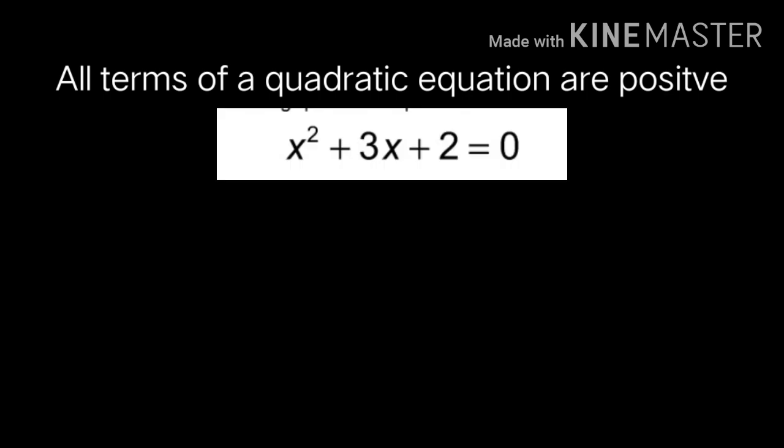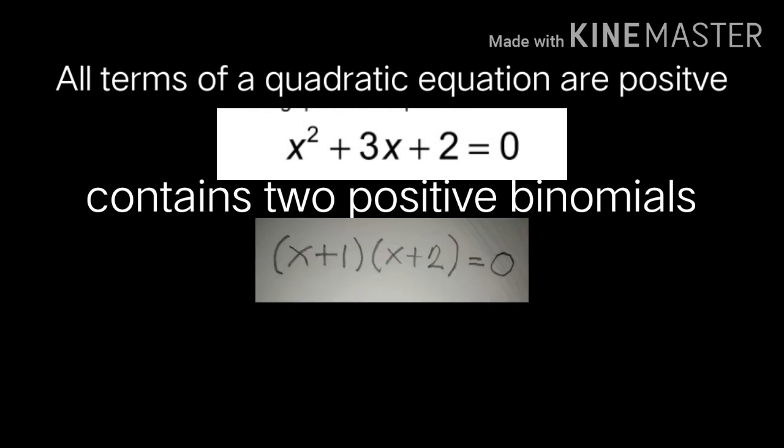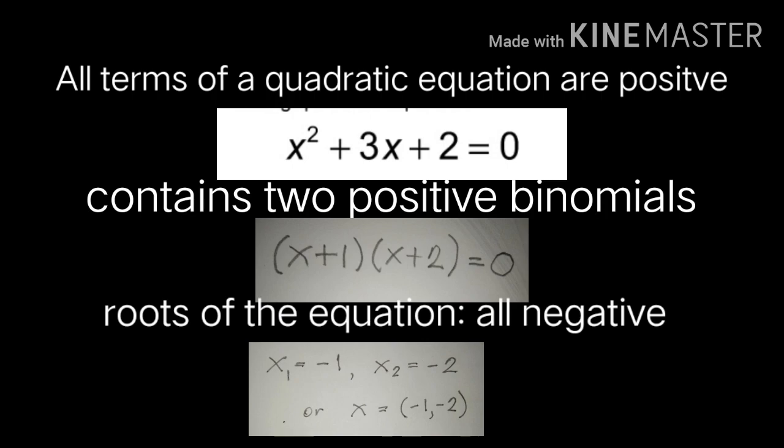Number 1, all terms of the quadratic equation are positive, like the example that we have on our screen. If you're going to notice, all of the terms there are positive. Now, what are the factors of these quadratic equations? They contain two positive binomials. And what about the roots? The roots are all negative. To begin with, let us have our example on the board.